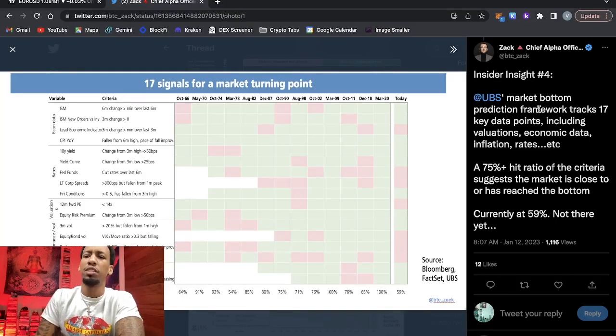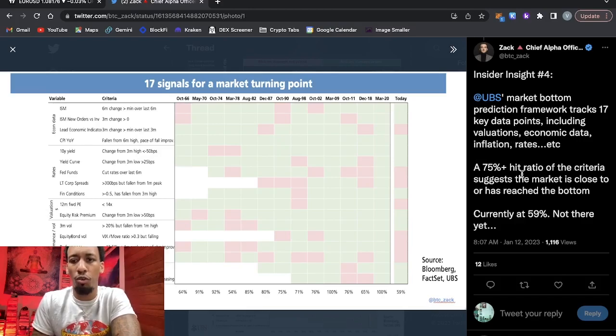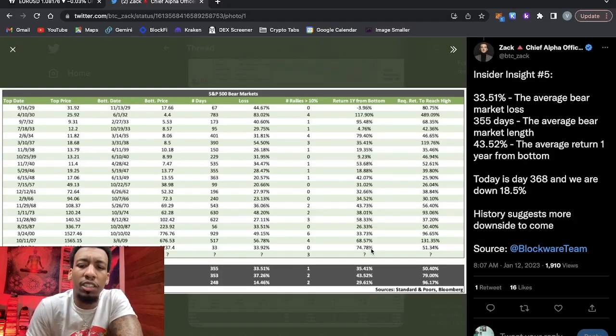UBS's market bottom prediction framework tracks 17 key data points, including valuations, economic data, inflation, and so forth. They have a 75%+ hit ratio of the criteria suggesting that the market is close to or has reached the bottom, currently at 59%. Not quite there yet. So they have all these factors that give it a turning point, but these red ones are the things that haven't happened yet. Let's keep moving along.